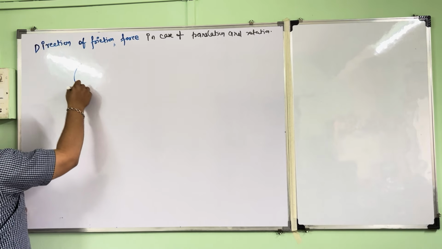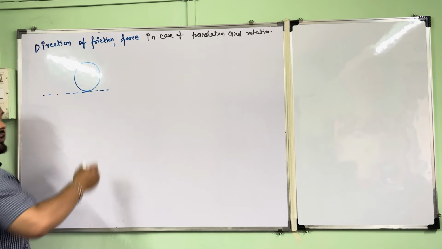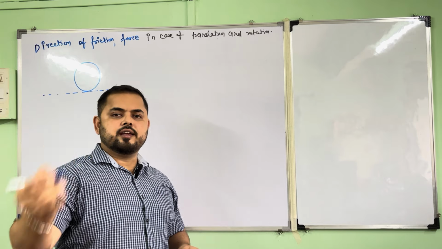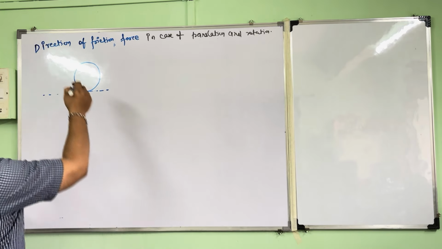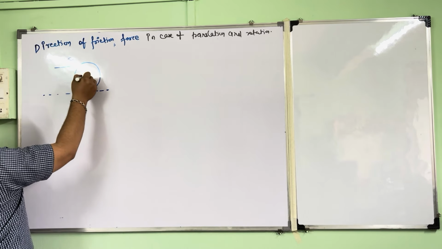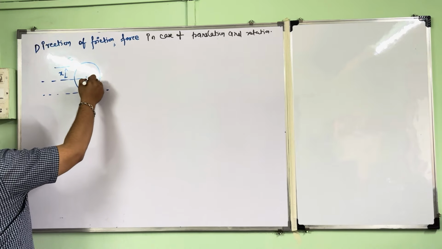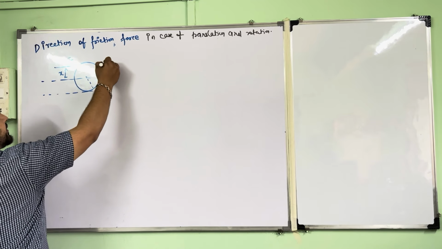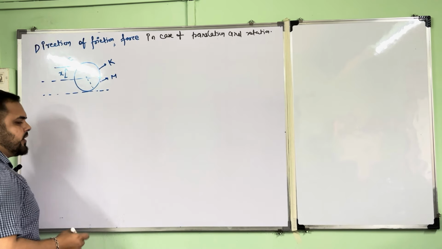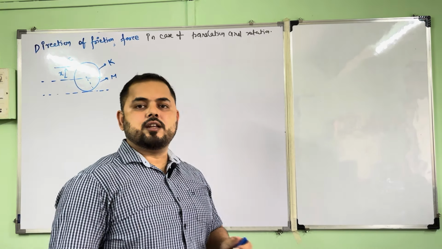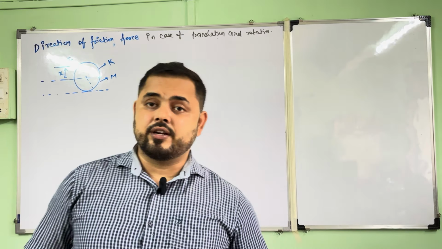let us assume a body of round section, any arbitrary body like a ring, a disc, a sphere, hollow sphere, solid sphere, any body. If a force F is applied somewhere at a distance, let us assume x, and let us assume the radius of gyration is k, and the mass of this body is m. To decide the direction of frictional force, we must have the direction of acceleration first.